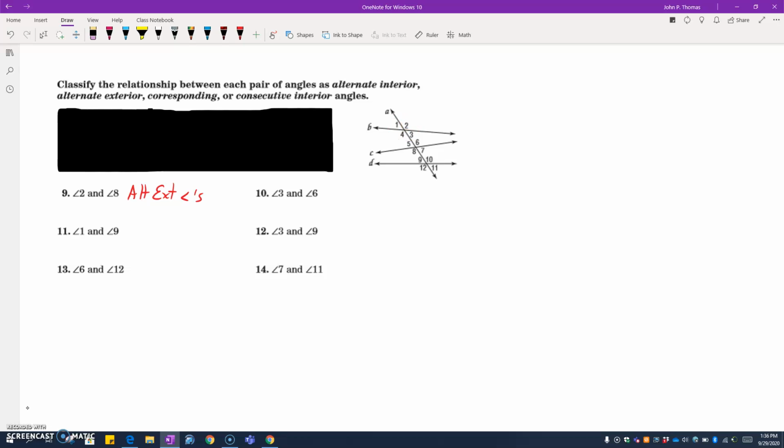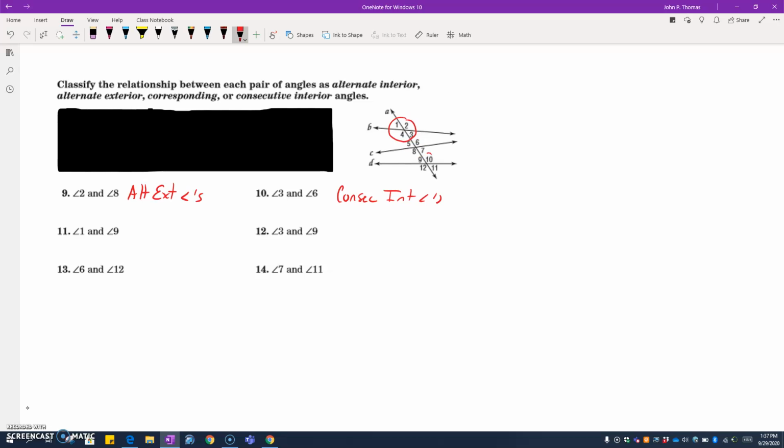Now I'm going to keep cleaning up the picture for this one. So angle 3 and angle 6. Angle 3 is on this intersection point. Angle 6 is on this one. So 3 and 6 are on the interior, and they are on the same side, so we're going to say consecutive interior angles.